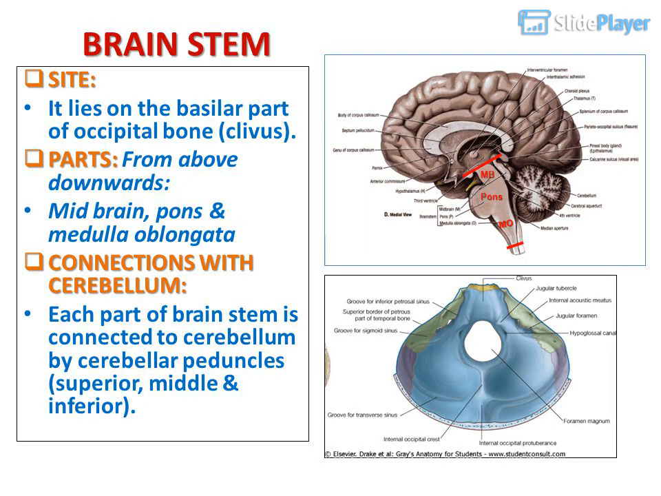Brainstem site. It lies on the basilar part of occipital bone, clivus. Parts, from above downwards: midbrain, pons and medulla oblongata. Connections with cerebellum. Each part of brainstem is connected to cerebellum by cerebellar peduncles: superior, middle and inferior.